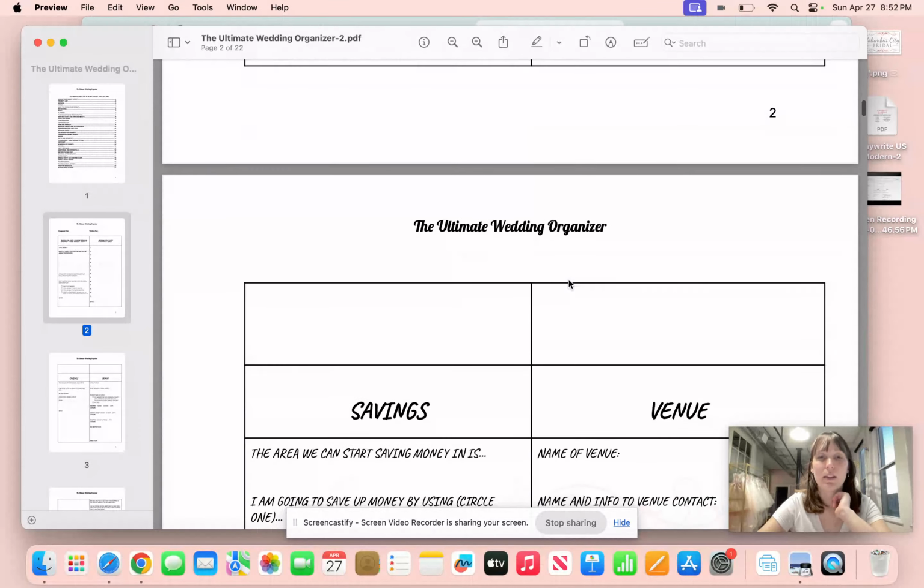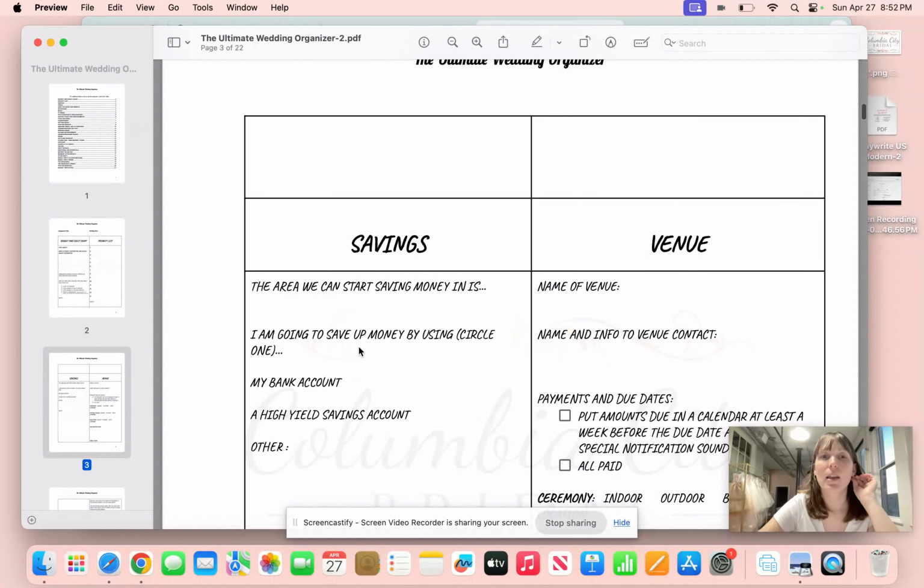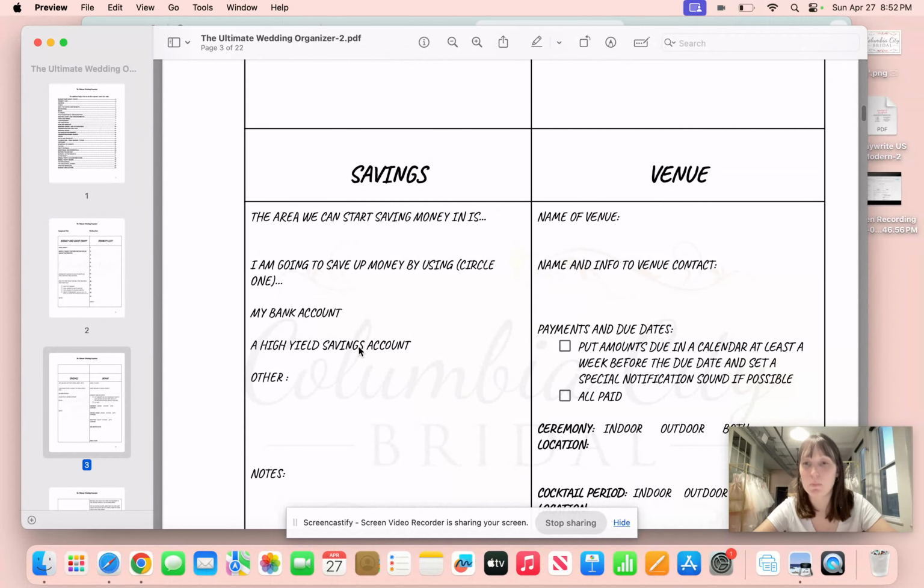So scrolling down here, we have savings. So where can you start saving money? If you are having to save up while you plan, which most couples do, how can you save money? Maybe you go out to eat 3 days a week. Well, you could cut back on that and put the money that you would save from going to the grocery store and making food at home towards the wedding budget. Maybe it's tutoring 3 days a week, and instead of using that money for fun money, you can just put it towards your wedding budget.